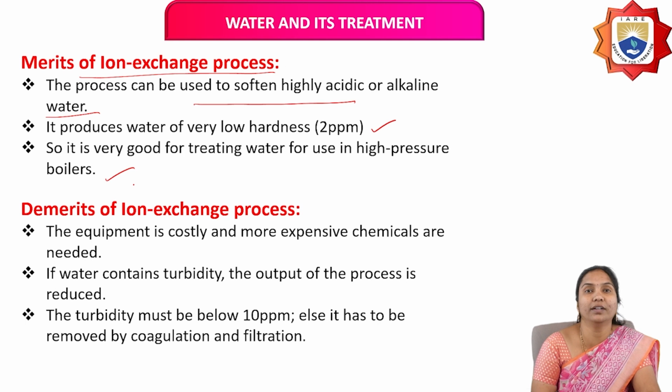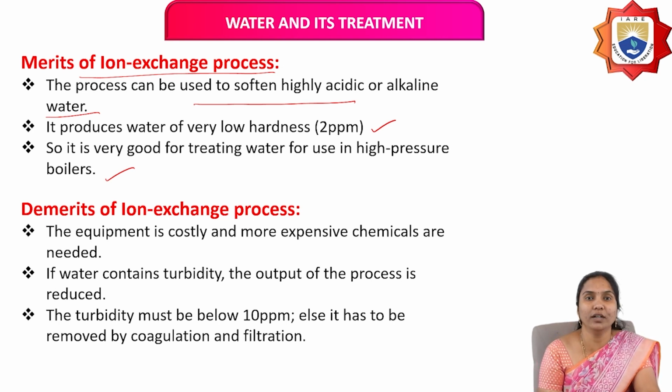And it is very good for treating water for use in high pressure boilers. Generally, if hard water is used in a boiler, and hardness causing ions are present in it, boiler troubles occur. These boilers are used in industries for steam generation, which is used for power generation. If hardness causing ions are present in this water, it creates many troubles in the boilers, like priming, foaming, caustic embrittlement, sludge or scales.